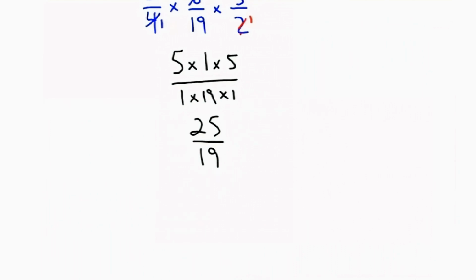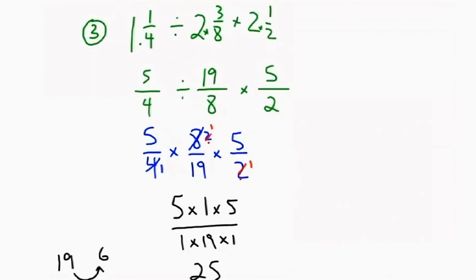And 25 over 19, well, we have 1 whole, which should be 19. Here's another way to go when you're converting into a mixed fraction. 1 whole would be 19, and from 19 to 25 we're going to get a remainder of 6, so we'll get 1 and 6 nineteenths. That gives you a look and a little refresher on multiplying and dividing mixed fractions.